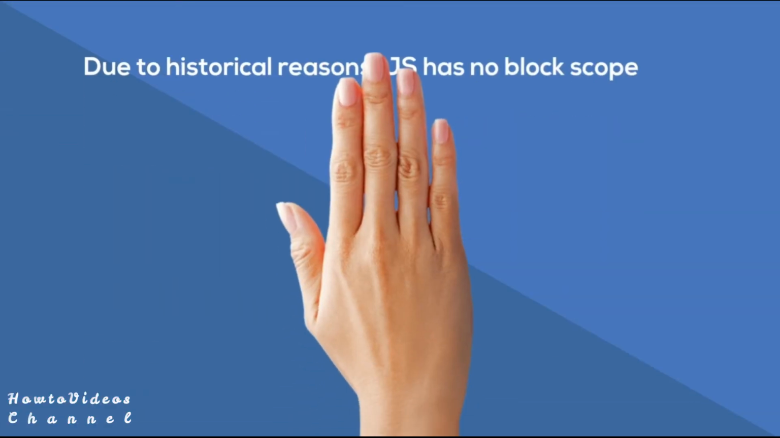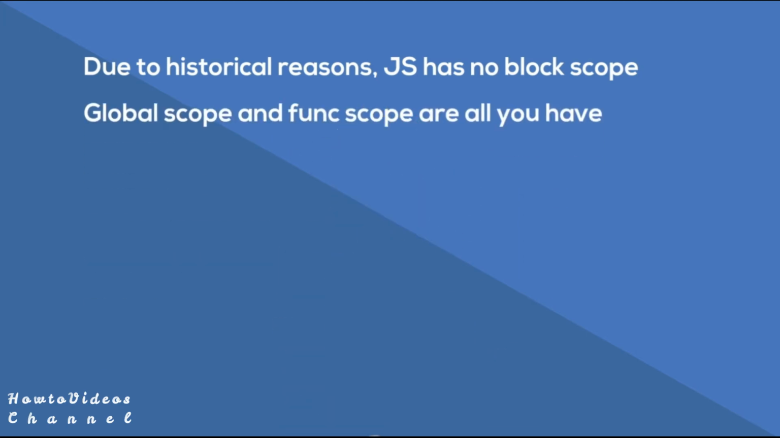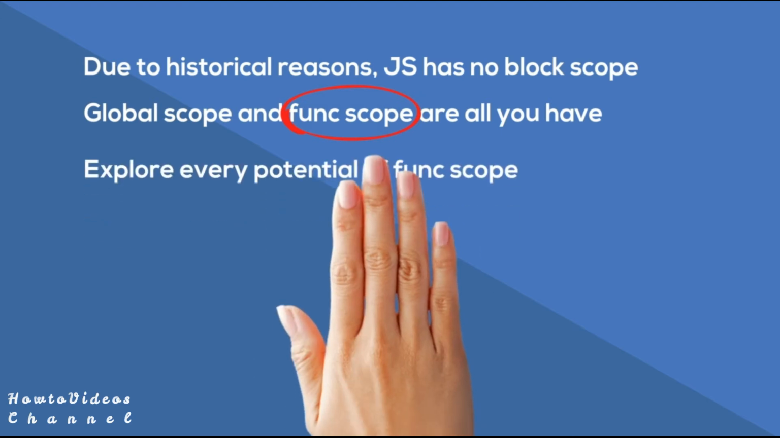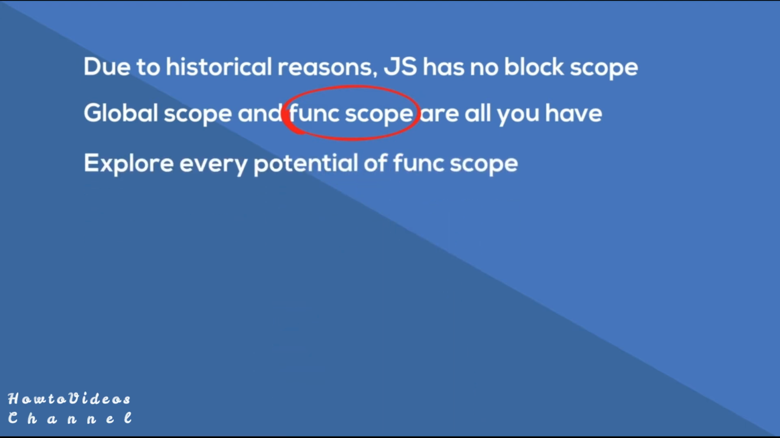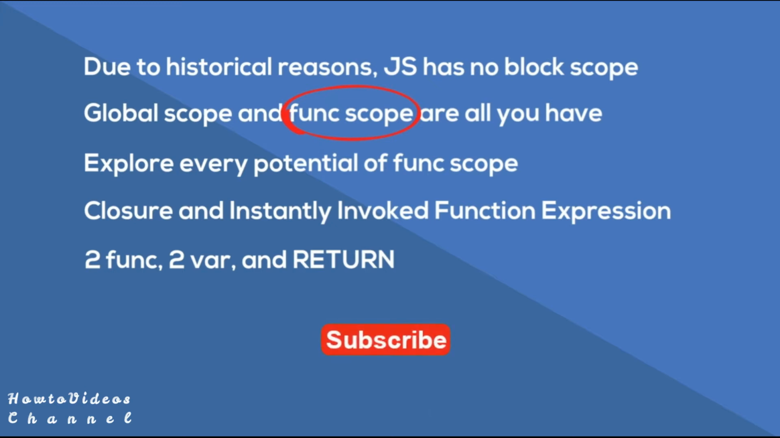Due to historical reasons, JS doesn't have block scopes. You only have global and function scope. It is too late to redesign JS, therefore we just have to make the most of what we have. Meaning we just have to play function scope to its most. The most commonly used and important real-life application of function scope is closure and IIFE. To create a usable closure, you need 5 items, 2 functions, 2 variables, and the keyword return.